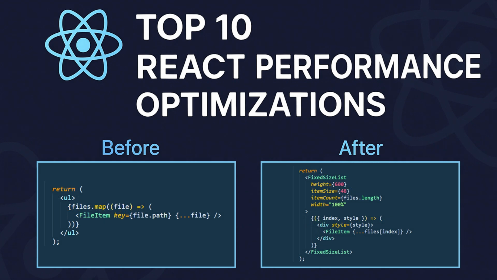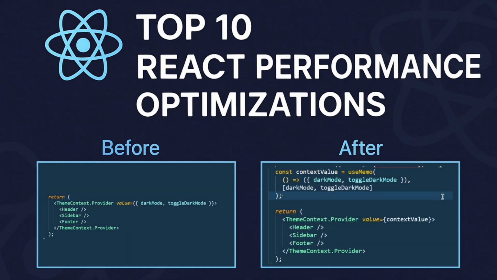7. Virtualize long lists. If you're rendering 100 plus items, consider virtualization. Libraries like React Window only render visible elements and reuse DOM nodes as you scroll.